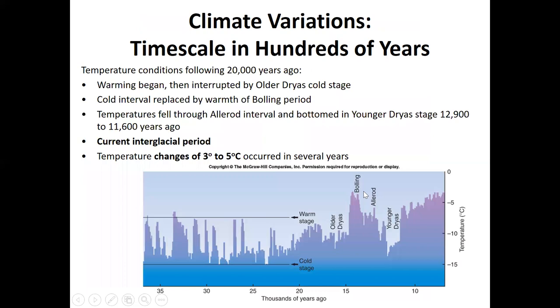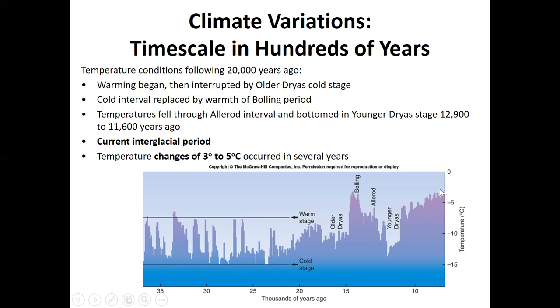So since 20,000 years ago, the peak of the last ice age, warming has begun, but then it was interrupted. This is temperature on the y-axis and time on the x-axis. So it was a general warming, but then it was interrupted by this period known as the Older Dryas. Then the cold interval was replaced by a very warm period called the Bølling period. Then the temperatures fell during the Allerød period. And then there was another cool spell, the Younger Dryas, about 12,900 to 11,600 years ago. And then it has been warming since.